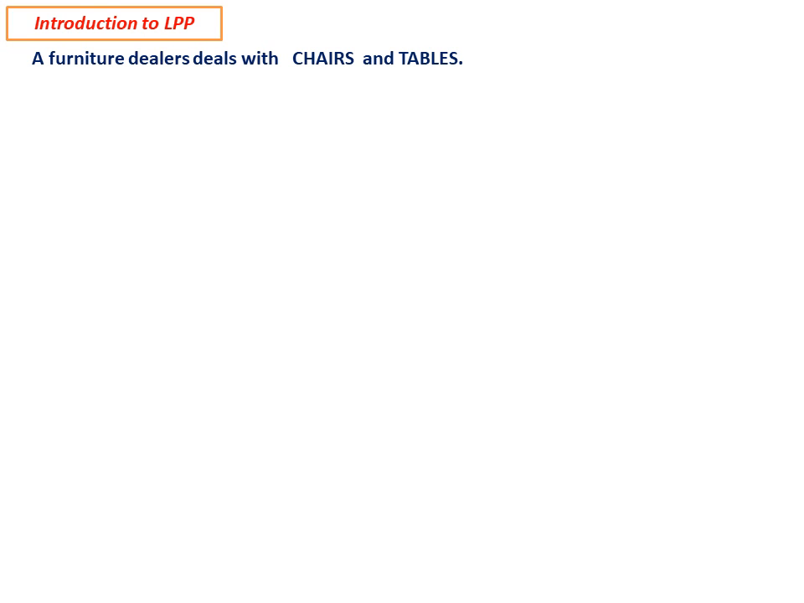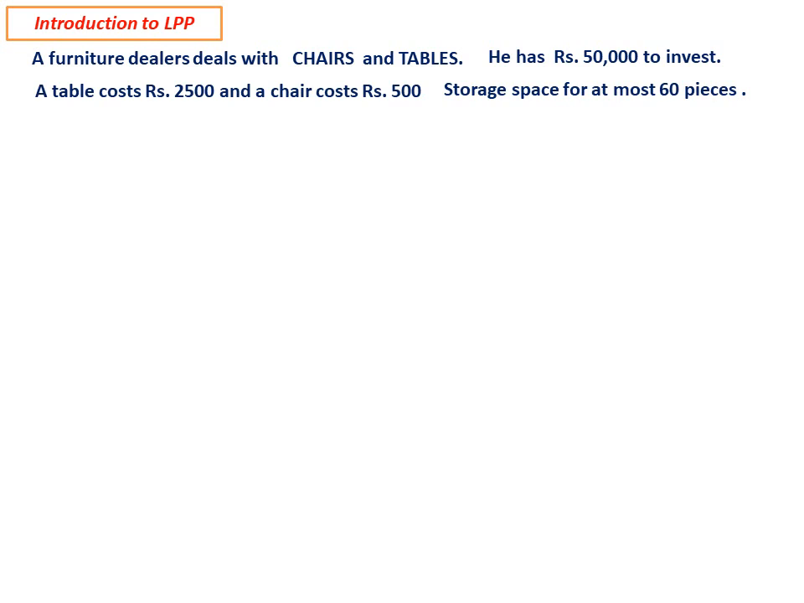Let us consider one simple example. Say a furniture dealer deals with two types of furnitures. Let us say chairs and tables only. See, he has 50,000 rupees to invest and storage space for at most 60 pieces. That means he can store altogether 60 chairs and tables in his storeroom. Then these are the things. Cost of one table is 2500 and cost of one chair is 500 rupees. So these are the informations given.